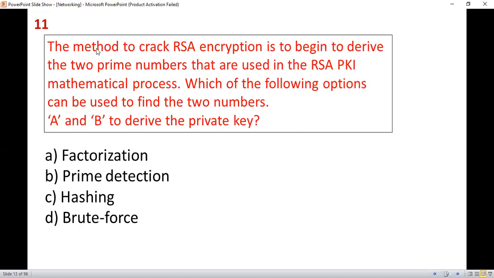The next question, you can see, the method to crack RSA encryption is to begin to derive the two prime numbers that are used in the RSA PKI mathematical process. Which of the following options can be used to find the two numbers A and B to derive the private key? What will be the answer? You need to read the question very carefully. You have a method to crack RSA encryption.